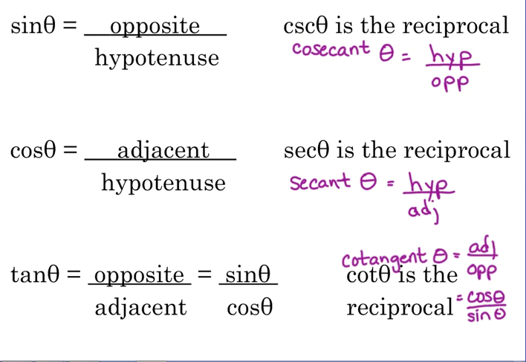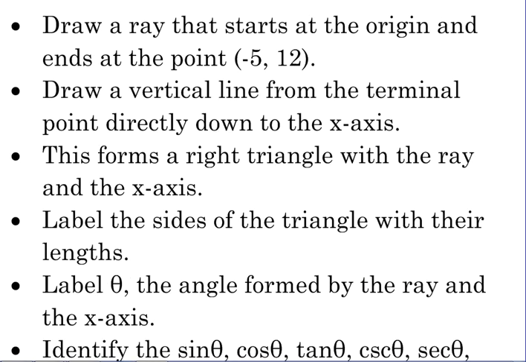Now, when you're trying to keep these straight in your head, notice none of the co's go together. We've got sine and cosecant, cosine and secant, tangent and cotangent. You don't have cosine and cosecant. Those don't go together. You don't have two co's together. Each pair has only one co.